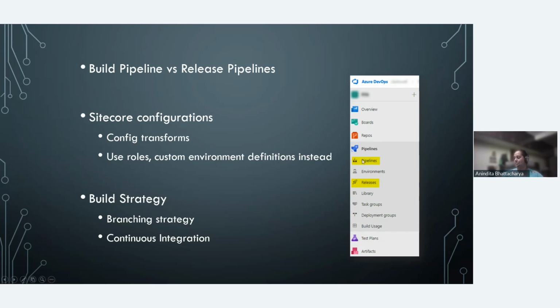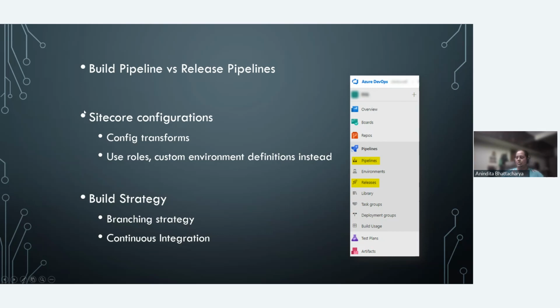So in Azure DevOps, you have the pipelines, and then you have the releases. So this is where you have your build, and this is where you have your deploy configured. So that is just the basic nomenclature. I'm sure everyone's aware of this, but for the sake of completeness, I'm going over this as well.